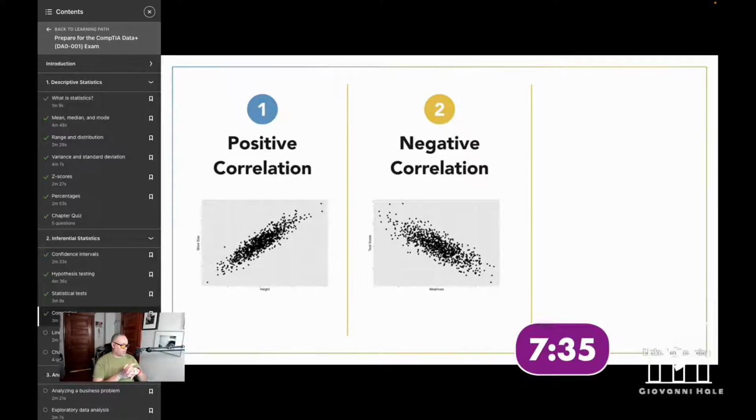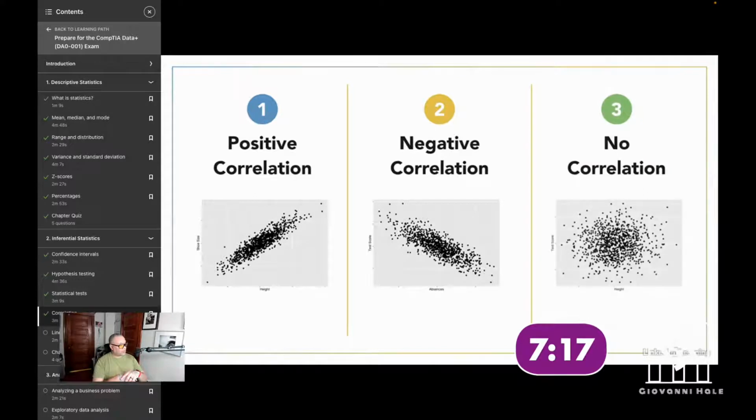When one variable increases, the other variable decreases. For example, there is normally a negative correlation between the number of classes that a student misses and their grade on the final exam in that course. As absences rise, the final exam grade falls.